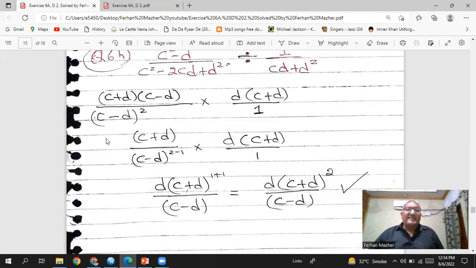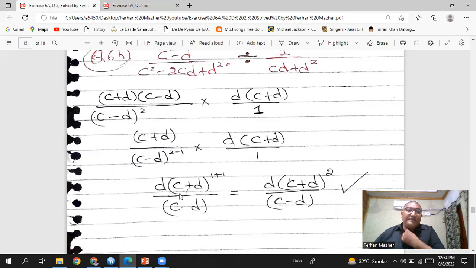Yeah, c minus d and c minus d are exactly the same. So up here we have a single power on c minus d. Here you have c minus d whole square. So downstairs you will have c minus d raised to 2 minus 1. The power is 2 minus 1.